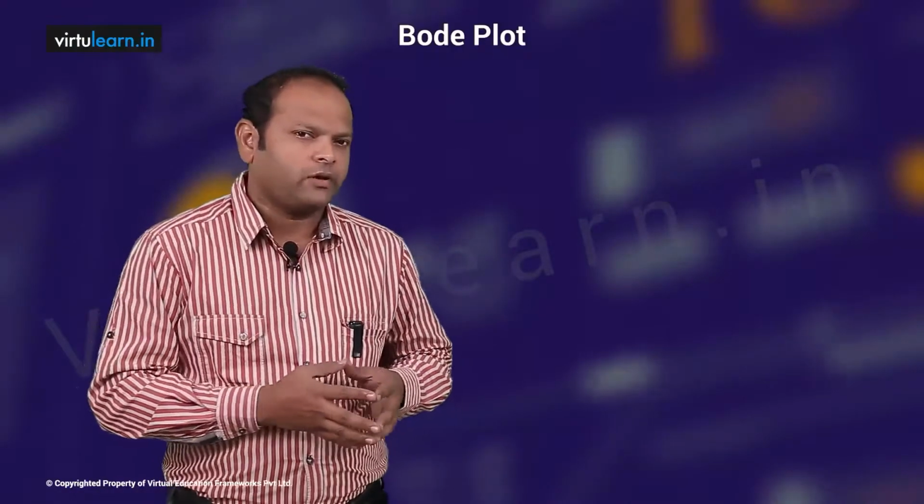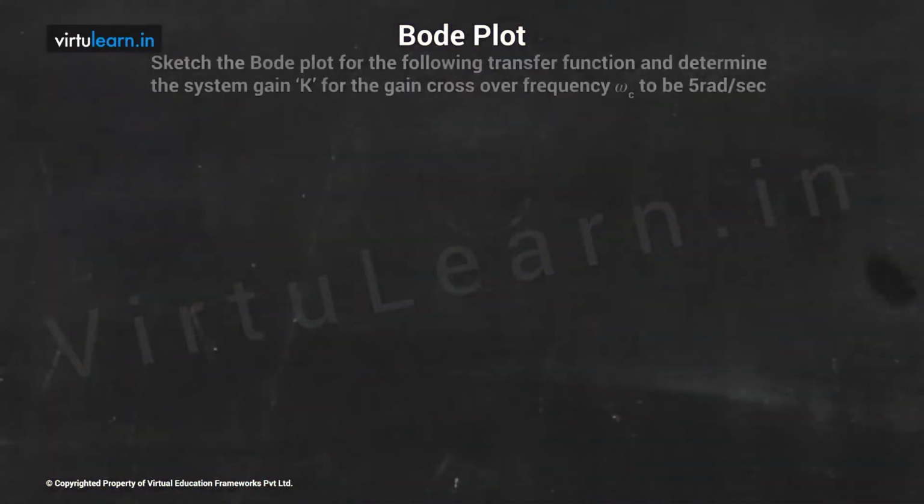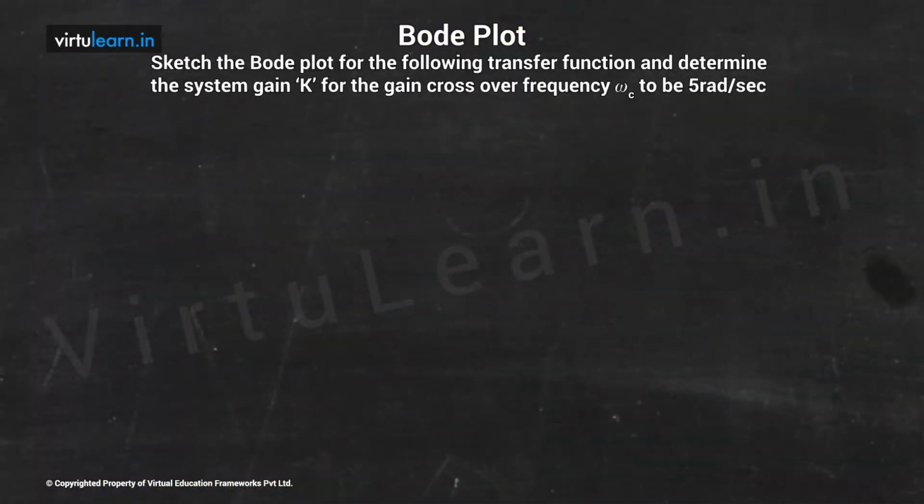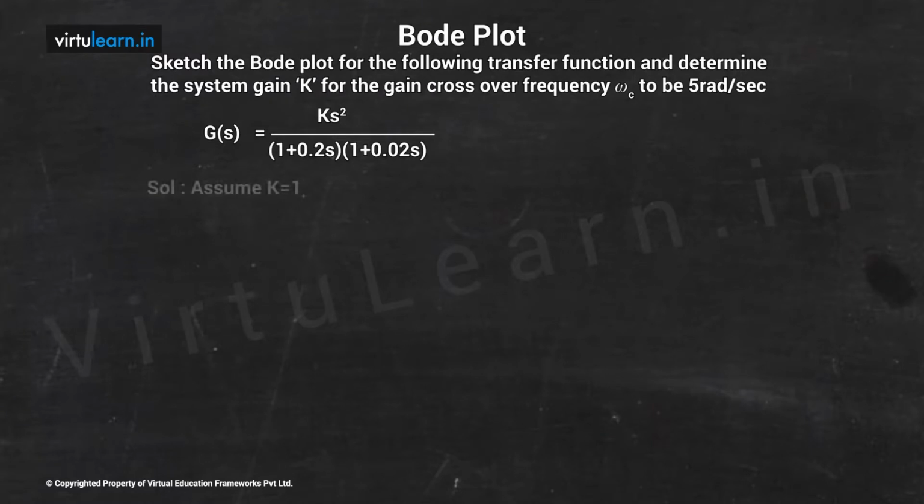The problem statement goes like this. Sketch the Bode plot for the system having open loop transfer function G(s) equal to K s square divided by (1 plus 0.2s) into (1 plus 0.02s). Find the stability of the system at K equal to 1 and also find the K value for the gain crossover frequency to be 5 radian per second.